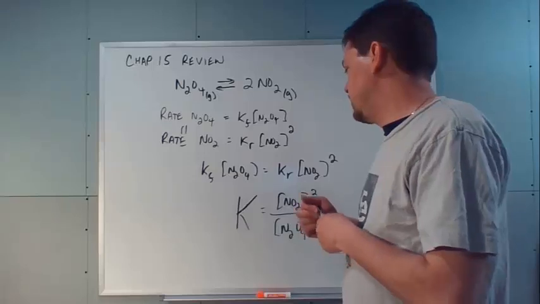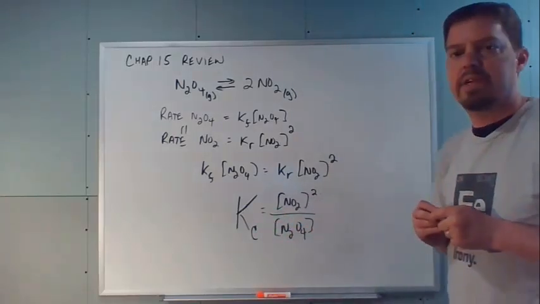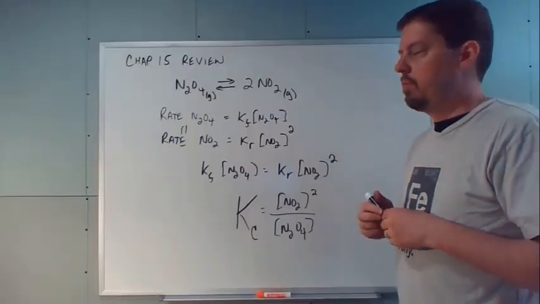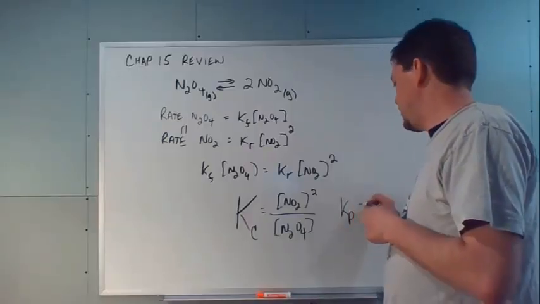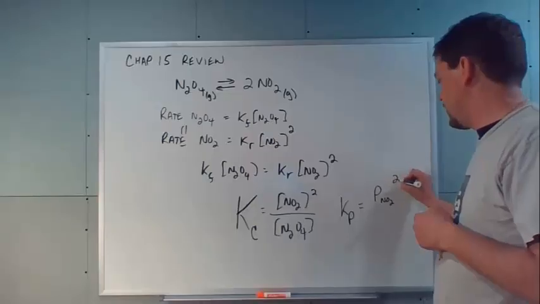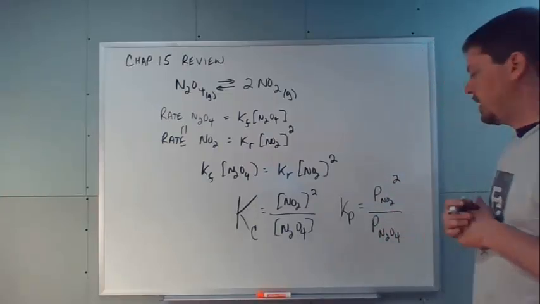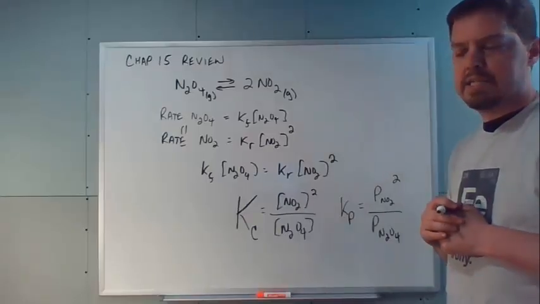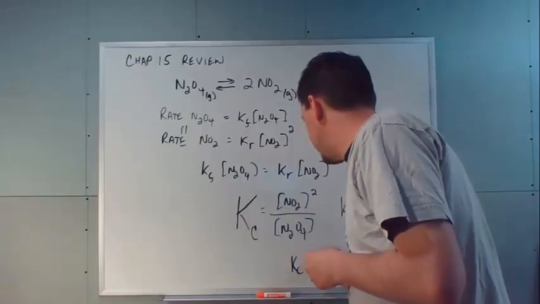So in this case, we could do it either way. Since I wrote it in terms of concentrations, we can call it a KC, but we know that we could also deal with it in terms of pressures. I can do a KP and say it's equal to the pressure of NO2 squared divided by the pressure of N2O4.